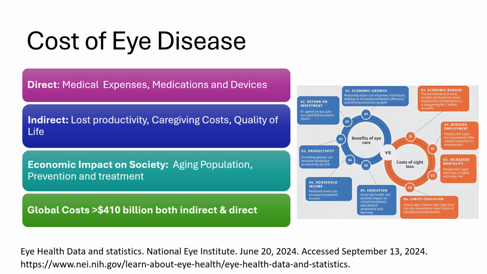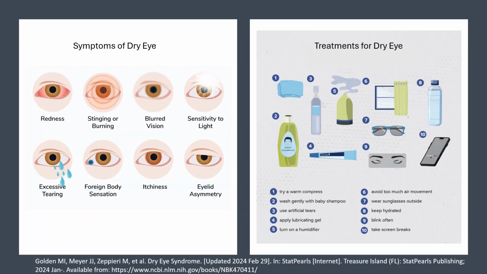So, again, in summary, eye diseases really do impose a significant economic burden on individuals, healthcare systems, and society. Early intervention and preventative care can help reduce these costs. Dry eye disease is one of the most prevalent eye conditions, ranging from 5% to 50% globally. And looking at a pooled prevalence in this meta analysis, it was 8.1% here in the US.